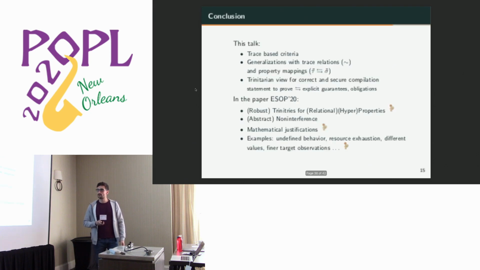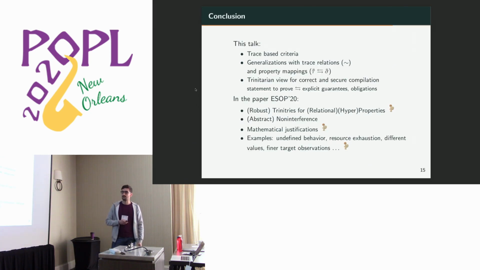In the paper you can find way more. You can find all the diagrams you want for hyperproperties, relational hyperproperties. You can find, I think, an interesting study about preservation of non-interference through compilation in this setting. And you can find, of course, all the mathematical justifications and a lot of examples, and most of this is formalized in the proof assistant.